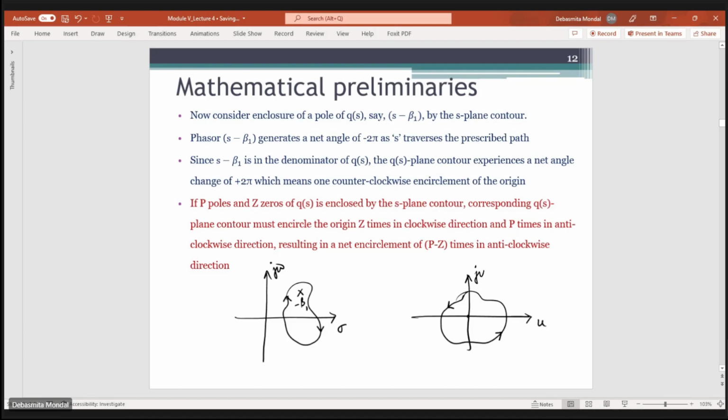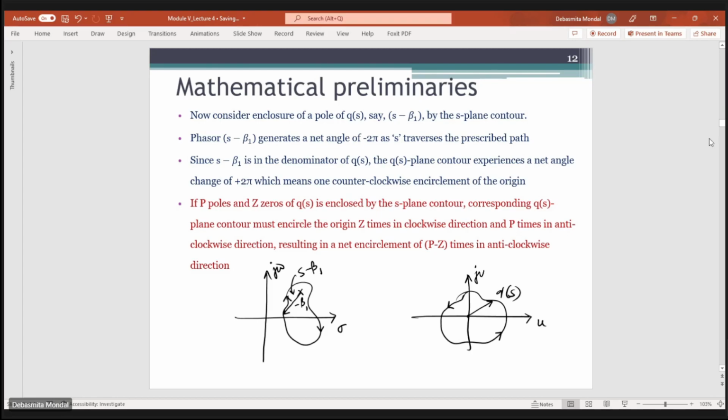So let's say this is your S minus beta 1 vector, and similarly this is your QS vector. This QS vector will now experience a phase angle of +2 pi in the QS plane, since S minus beta 1 is present in the denominator. That is why the phase angle will become 2 pi.